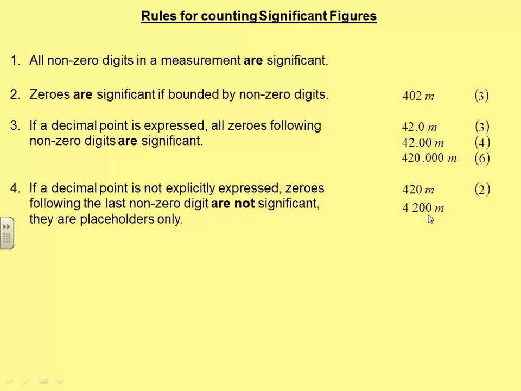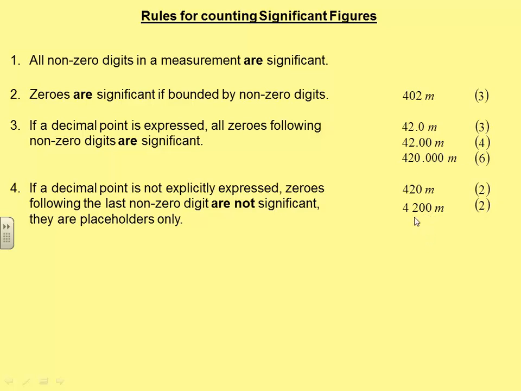Well, again, there's no decimal point, so zeros following, and it doesn't just say 1 0. All zeros following are not significant. So these 2 don't count, they're placeholders, and this again is only 2 sig figs. This is precise to the nearest 100 meters. These 2 are just placeholders.